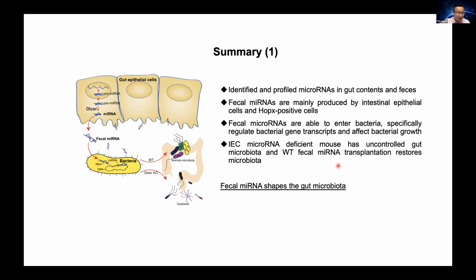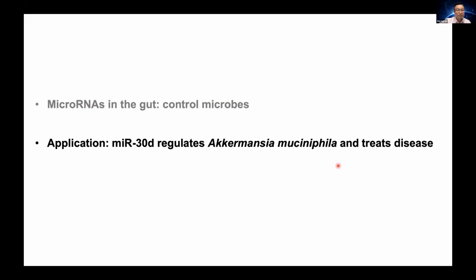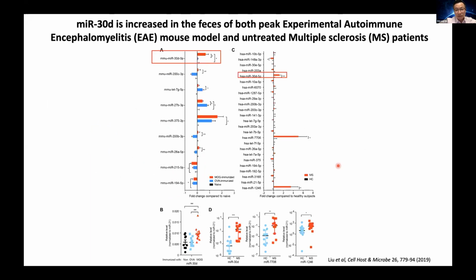So we conclude that this fecal microRNA can shape the gut microbiome. Okay, now we go to the second part. In the second part, I'm going to talk about the specific microRNA that we found in the gut of the multiple sclerosis patient, and also in the mouse model of MS, EAE.